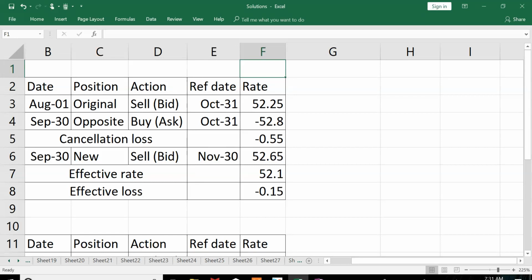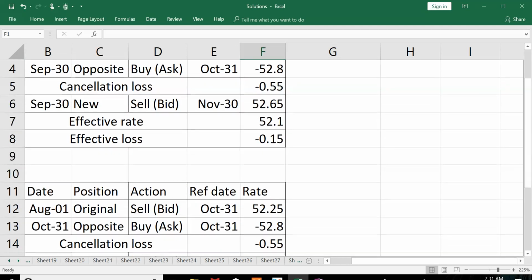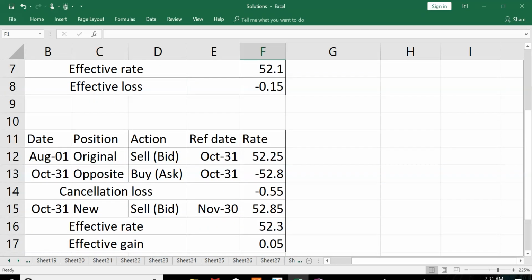Any doubts on this? There can be a cancellation loss, but effectively you can gain. That is scenario 2. It's not necessary that both has to be loss or both has to be profits. One can be profit, the other can be loss also. Any doubts on this? Anyone needs an explanation, please let me know.